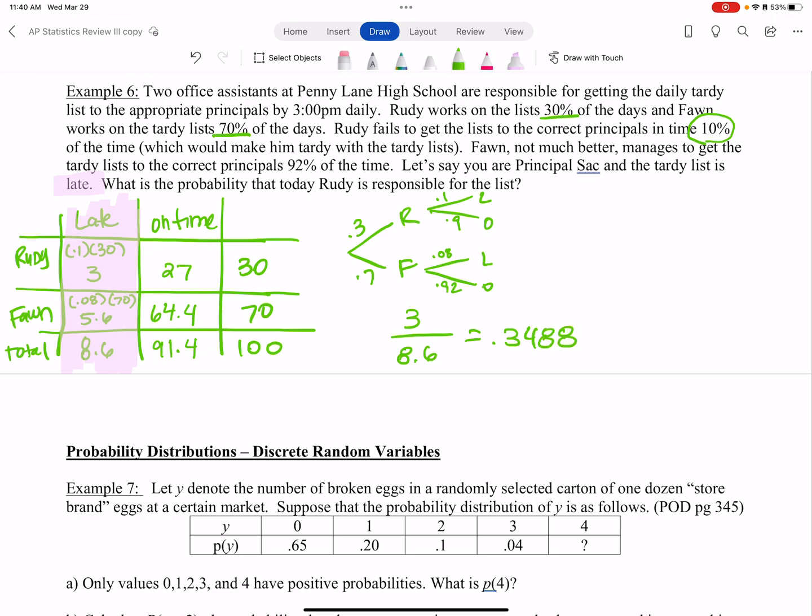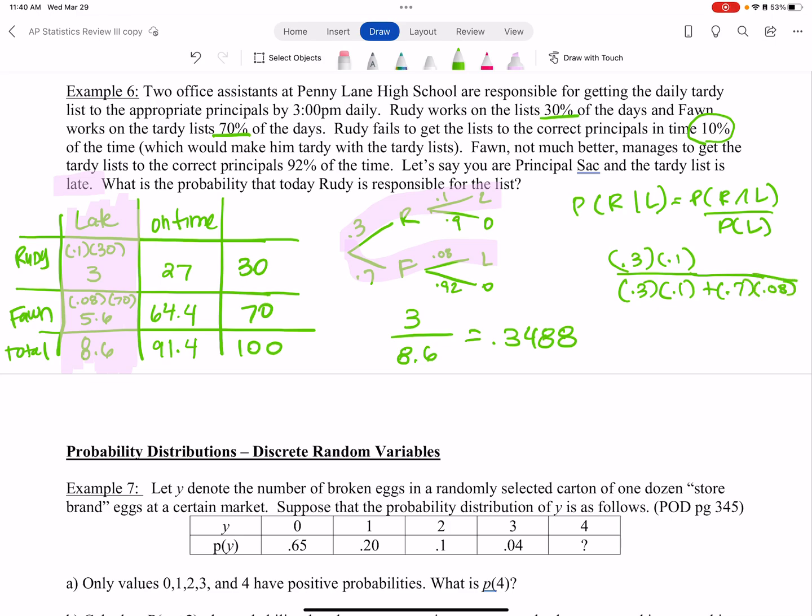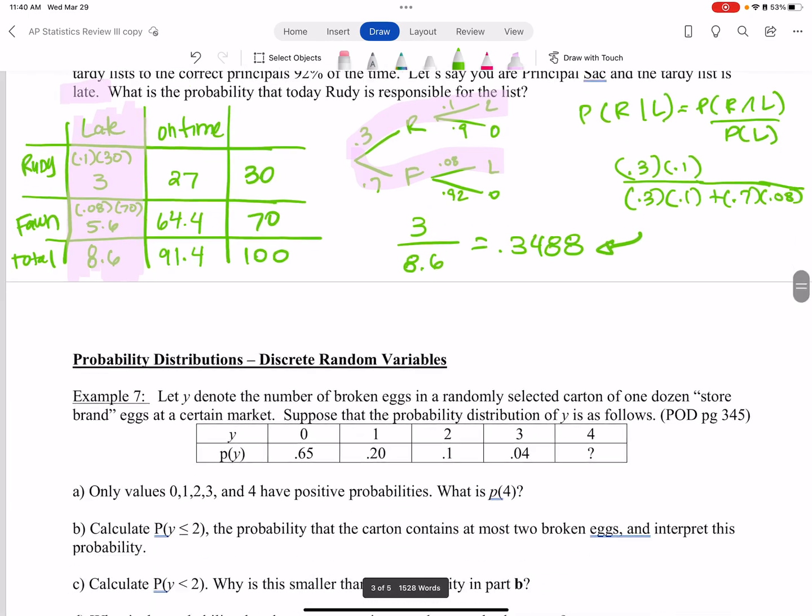So if you were doing it on the tree diagram, you would do late, and late would be here. And what you would do is this. You do Rudy, so it'd be the probability of Rudy given late, which is the probability of Rudy and late, over the probability of late. And then the probability of Rudy and late, which is 0.3 times 0.1, over the probability of both of them being late. So Rudy being late and Fawn being late would be both of them together, which is going to get you exactly what you got here. But you can see, I think it's just quicker and easier to do the table. So that's why I did it there.